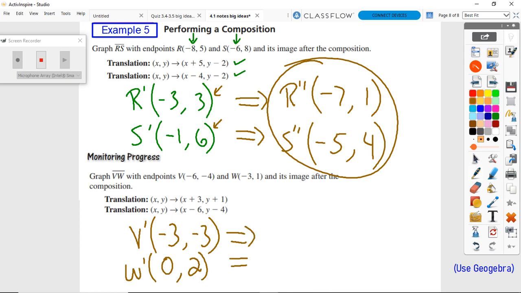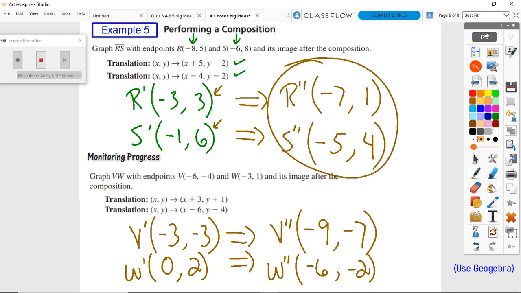Shooting over to the double prime. From the -3, I got to drop 6. And from the Y values -3, I got to drop 4. There you go. And W double prime. Let's see, I was at 0. Drop 6. Puts me at -6. I was at 2. Drop 4. Puts me at -2. All right, guys. So there's the composition of those two translations.